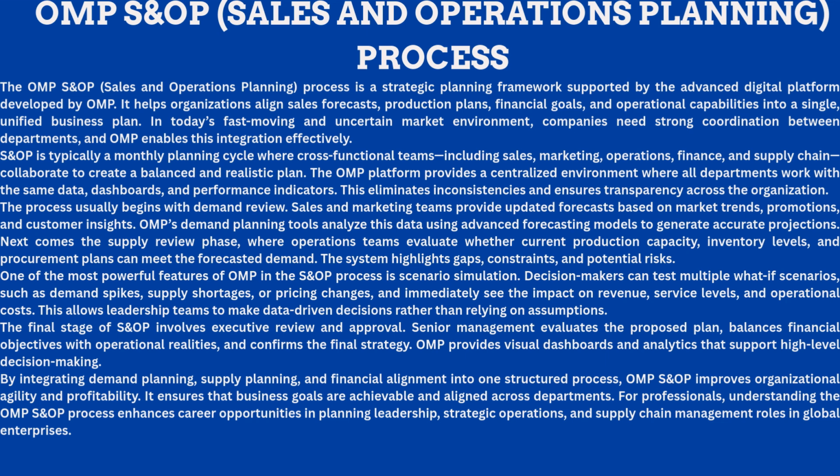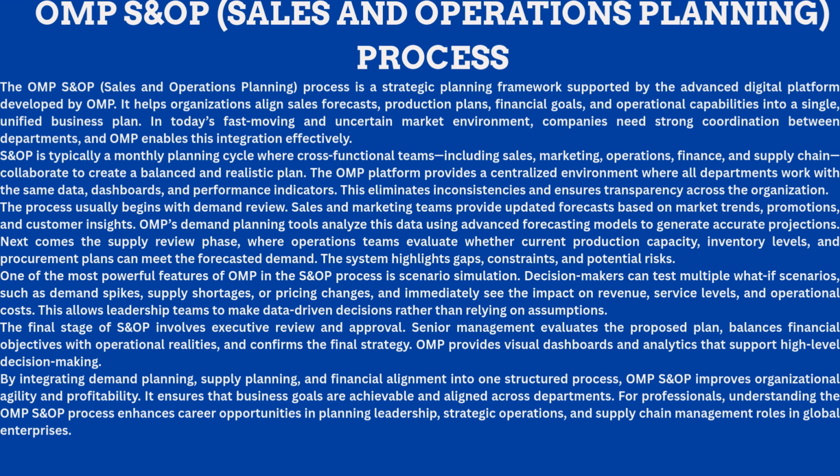The process usually begins with demand review. Sales and marketing teams provide updated forecasts based on market trends, promotions, and customer insights. OMP's demand planning tools analyze this data using advanced forecasting models to generate accurate projections. Next comes the supply review phase, where operations teams evaluate whether current production capacity, inventory levels, and procurement plans can meet the forecasted demand. The system highlights gaps, constraints, and potential risks.